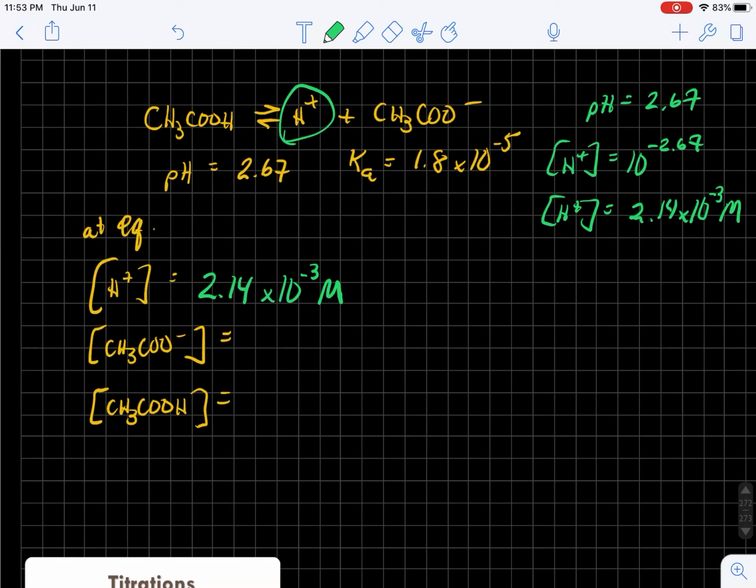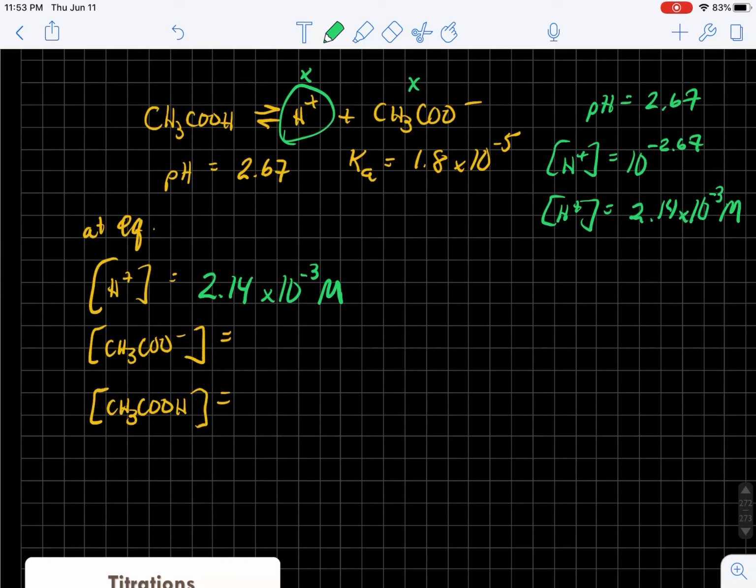Okay. So if we know the H+ concentration, look at the mole ratio here. We don't have any other interfering material. So the only thing that's in solution is the acetic acid. So for every X moles of H+ that's produced, we also get X moles of acetate. So now we have a molarity.